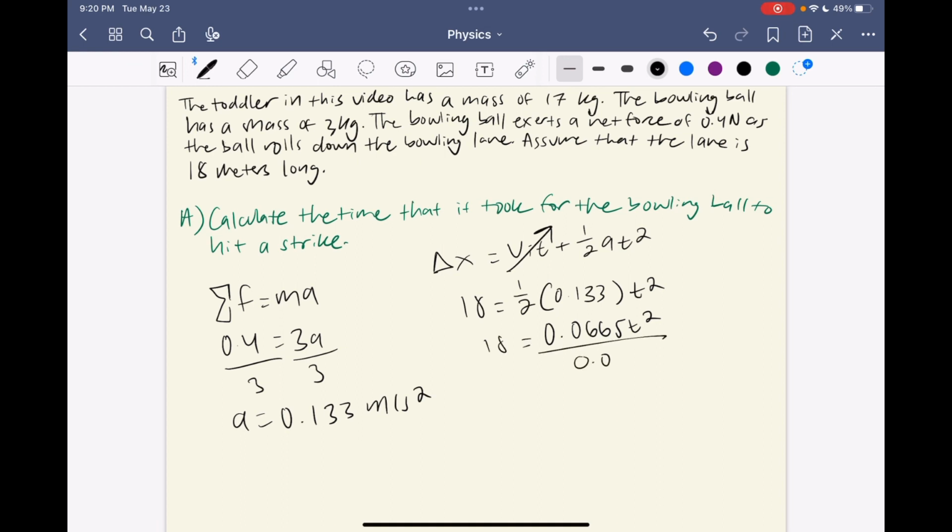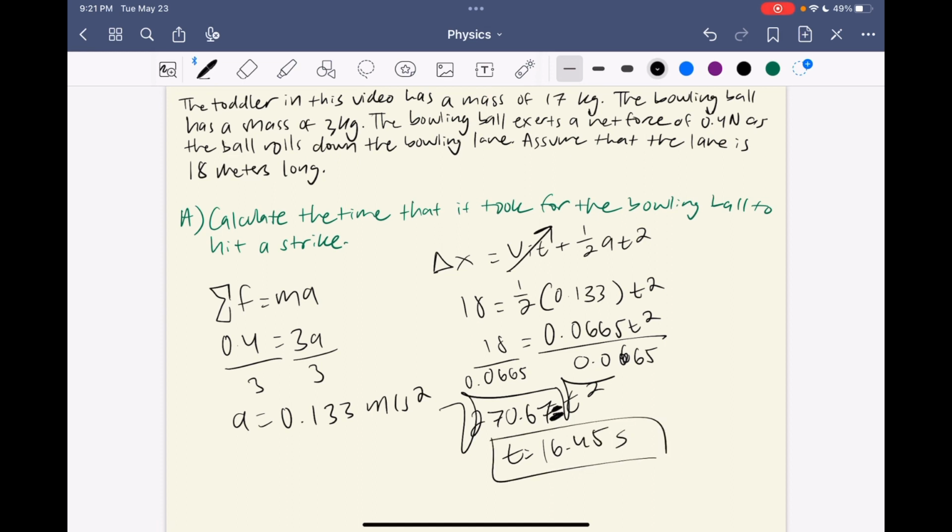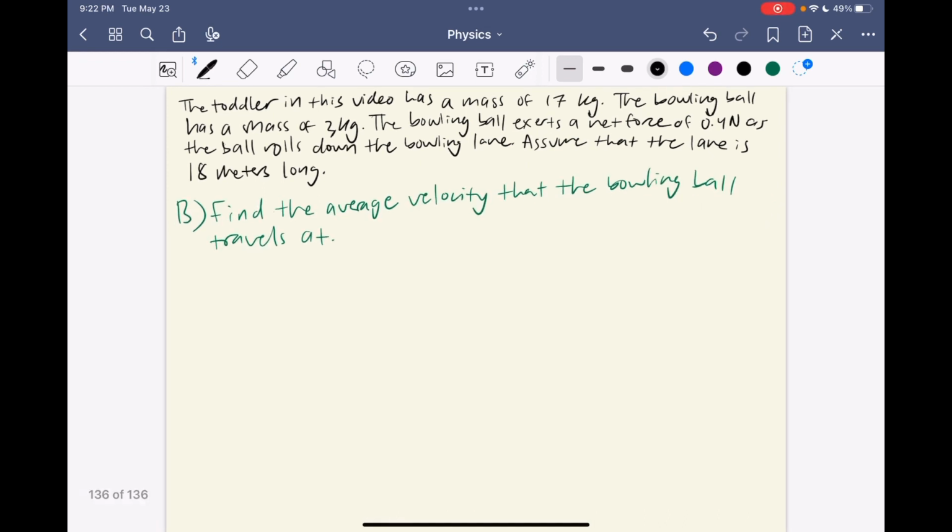And so we divide both sides by 0.0665 to isolate for t squared. We get 270.67. Now, we want to square root both sides to isolate for t, and we get a total time of 16.45 seconds. So that is the amount of time that it took for the bowling ball to hit a strike, 16.45 seconds. So for part B, it says to find the average velocity that the bowling ball travels at.